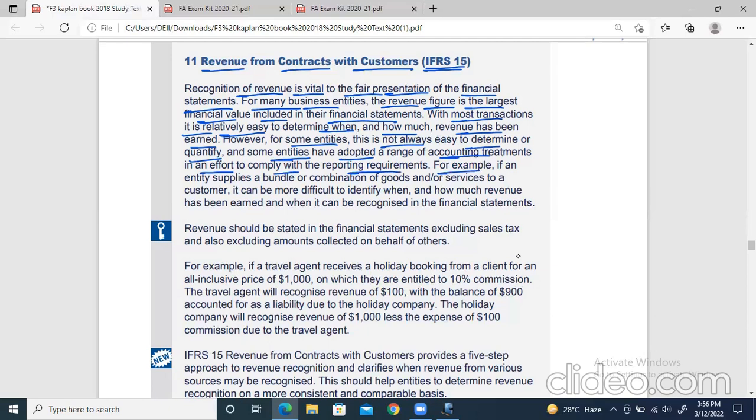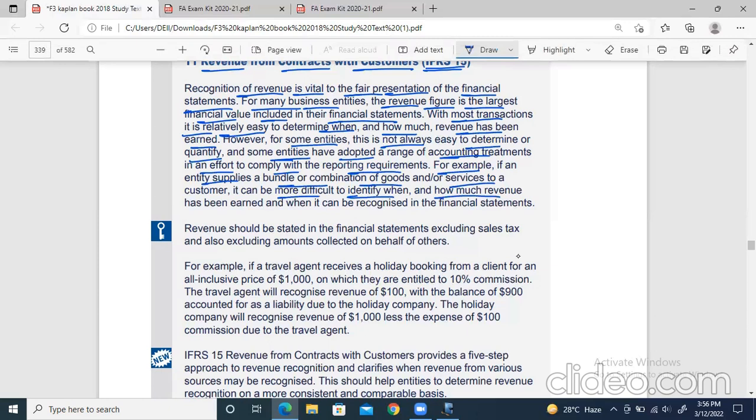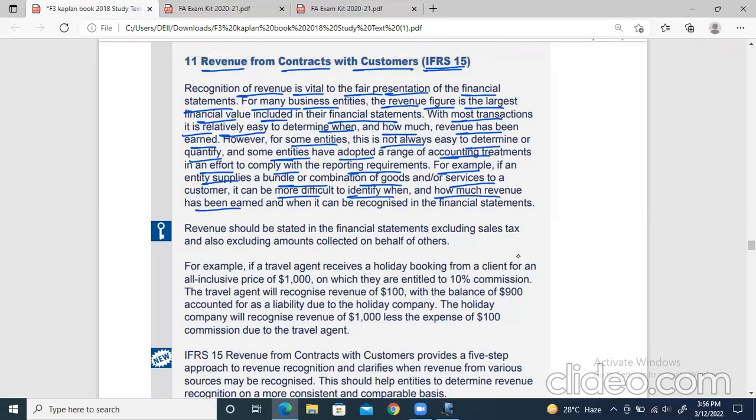For example, if an entity supplies a bundle or combination of goods or services to a customer, it can be more difficult to identify when or how much revenue has been earned, right? So if it's a combination, let's say you're buying a new laptop or a new computer, and they're giving you a mouse and a keyboard and a speaker free with that as well. For that kind of company, it's very challenging to record the revenue, right? So that is what we will be studying in this part.